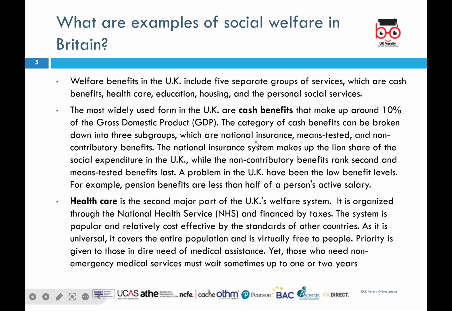One is national insurance, the other is means tested, and the third one is non-contributory benefits. So the NI system, the national insurance system, makes up the greatest share of the social expenditure in the UK. While there are some non-contributory benefits that rank second, and means tested benefits are last.